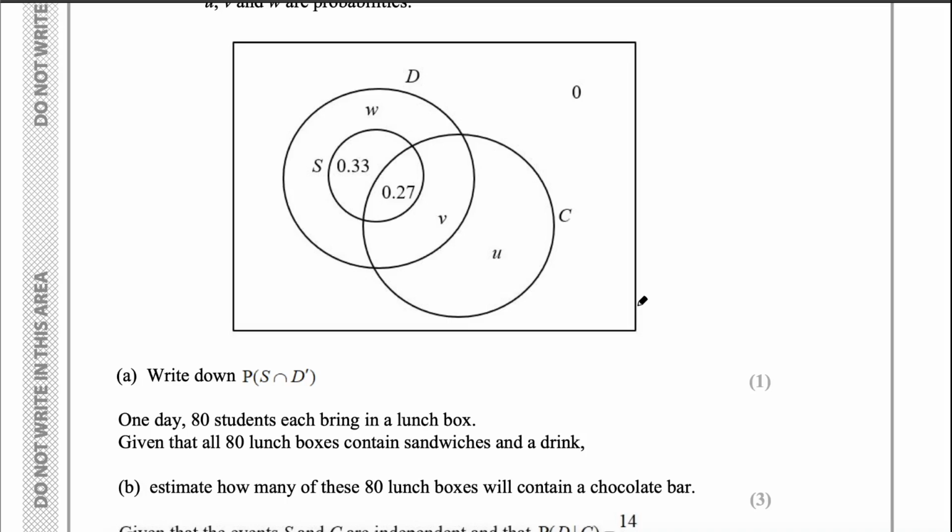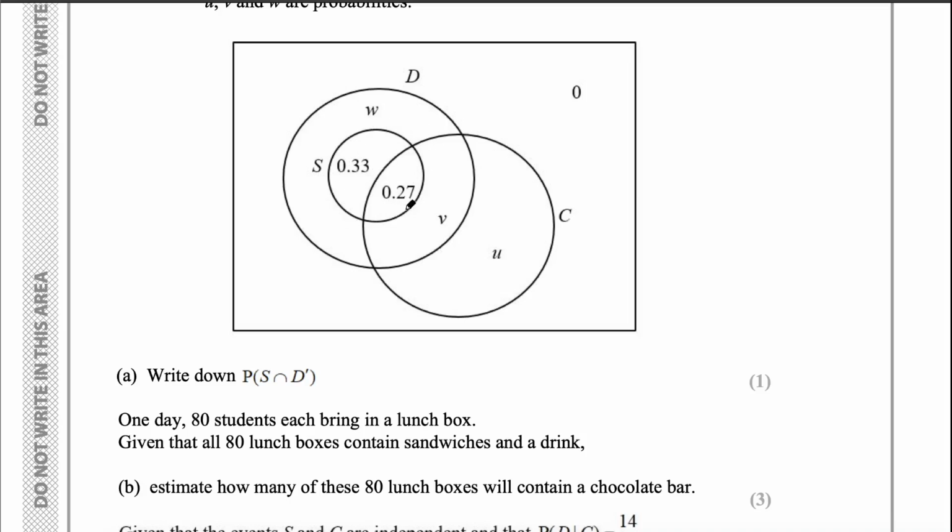So this is a conditional probability. We're talking about having a certain outcome on the condition of something else. So we're talking about having a chocolate bar on the condition that there's a sandwich and a drink. And we can't ignore the fact that even though it tells us all 80 lunchboxes have a sandwich and a drink, there's still only, according to this diagram, a 60% chance of getting that to happen.